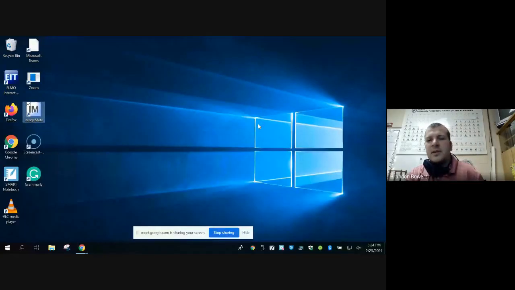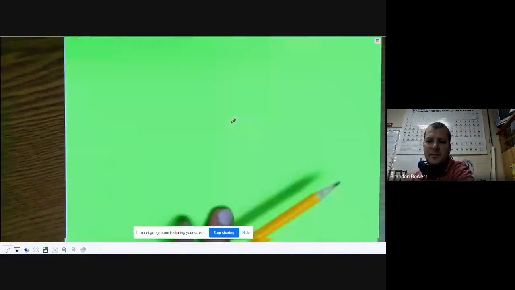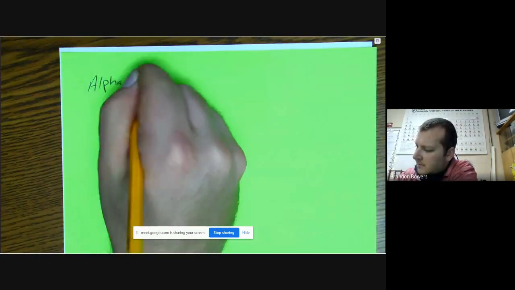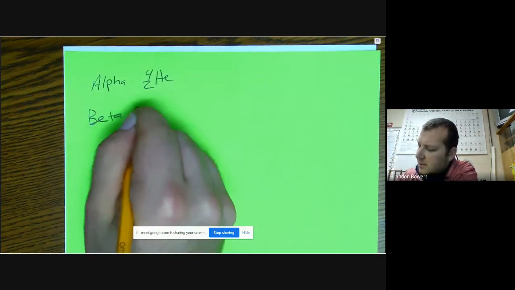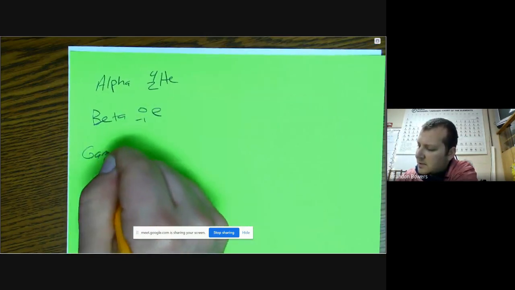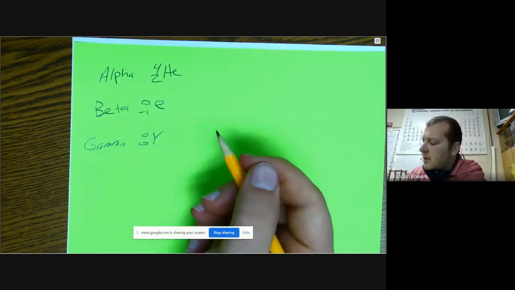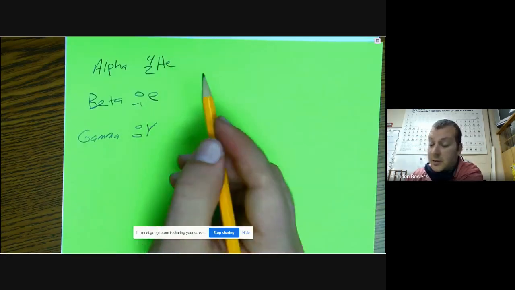So what I'm going to do is present my screen so you can see what I'm writing. So an alpha particle, alpha, is a 4-2 helium. Beta is a 0, -1 e, and gamma is a 0, 0 y. So that's alpha, beta, gamma. Now, when looking at these three, those are the three options.